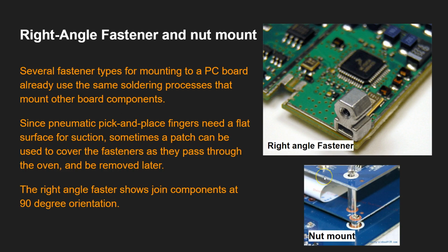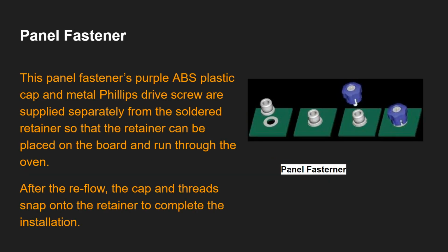And then we have panel fasteners, which we'll see later on, which suit applications requiring easy removal and reinstallation of boards. And then we have these right angle fasteners as shown here, which join components at a 90-degree orientation. So this says the same thing as what I've explained. Now moving on to the next slide.